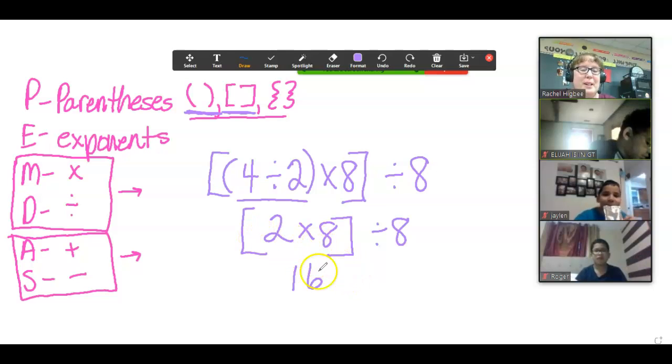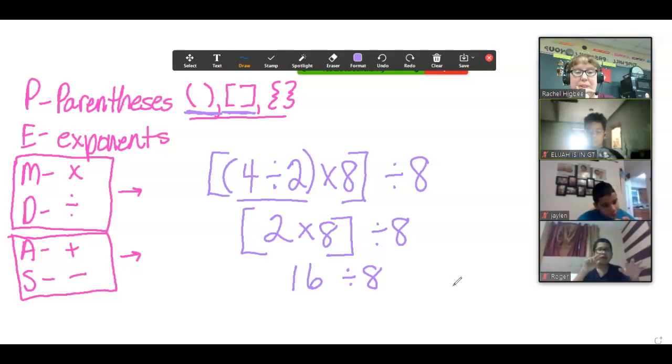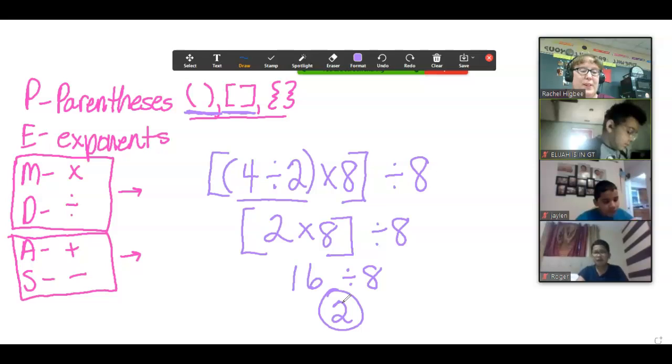Good job. So 2 times 8 is 16, and I did not use divide by 8 yet. So I have to put that down. Okay. So now what is 16 divided by 8? Oh, I don't know about that one. 16 divided by 8 is what, Roger? There you go. Okay. All right. So 16 divided by 8 is 2.